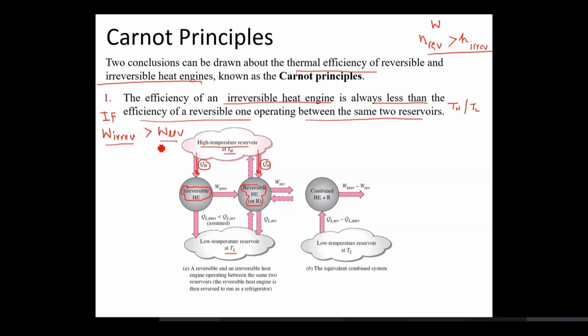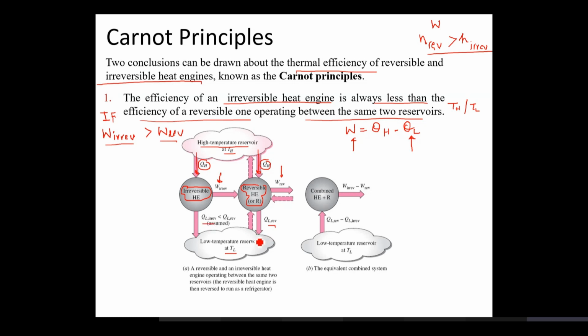So if you remember, the work of a reversible heat engine, or the work of any heat engine, is essentially QH minus QL. The lesser the value of QL, the higher would be the work. Is it clear? Yes, sir. Now, if I say that this engine has high work output, the work irreversible is more as compared to the work reversible, what would happen to QL reversible as compared to QL irreversible?